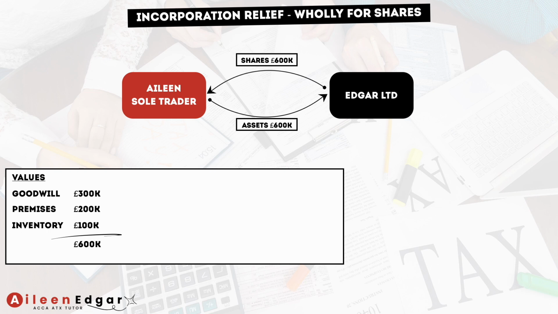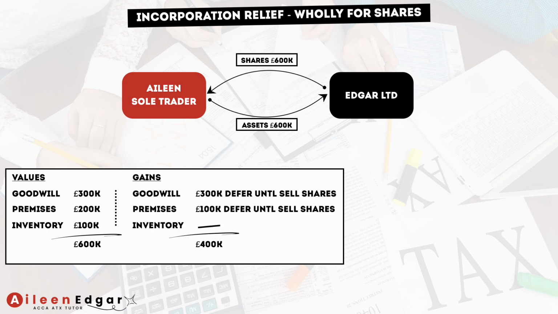And what it allows me to do is defer the gains that I've made on the sale of the assets of my business until some point in the future when I sell the shares that I received in that new company, Edgar Limited. So let's say that my £600,000 assets from my sole trade business are made up of 300,000 of goodwill, 200,000 for premises and 100,000 for inventory. And so the gains on those, say they were 300,000 on the goodwill, 100,000 on the premises, and there would be no chargeable gain on the inventory because it's a current asset and therefore it's an exempt asset for capital gains tax.